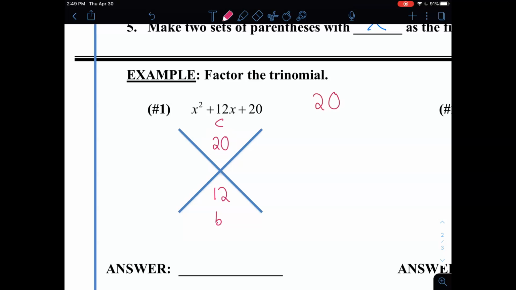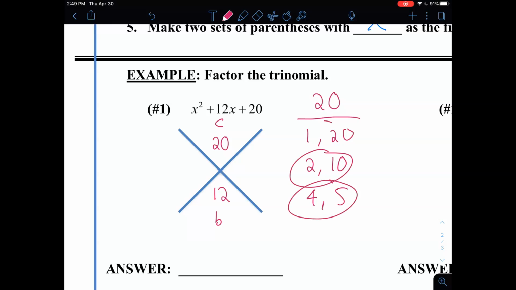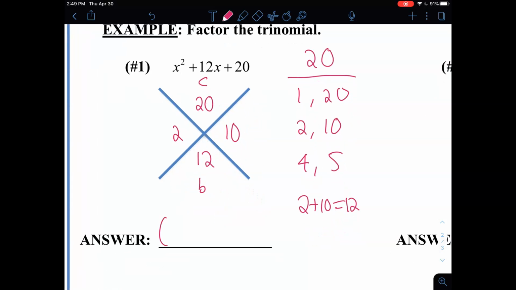We're going to do 20. Factors of 20, we can always do 1 and 20. What else multiplies to 20? Got 2 and 10, 4 and 5. So we need numbers that are going to multiply to 20 and add to 12. Which of these numbers here, if we add them, are going to add to 12? Can you guys see? Yeah, 2 plus 10 is going to equal 12. So that means we're going to do 2 and 10. And our final answer is going to be x plus 2 times x plus 10.